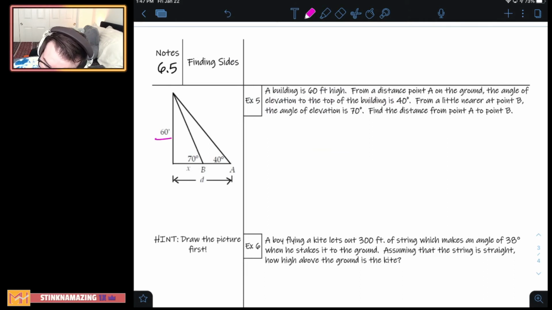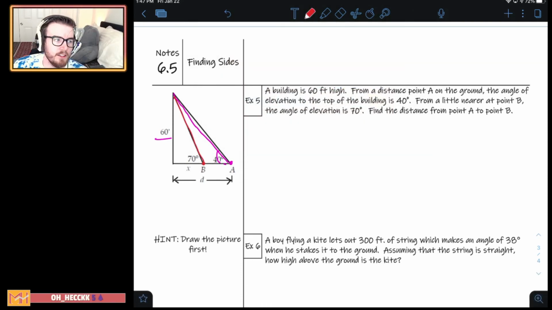From a distance, point A on the ground, the angle of elevation to the top of the building is 40 degrees. So from a distant point on the ground, the angle up to the top of the building is 40 degrees. So that's what's being depicted there. Okay. From a little nearer, all right, here's point B. The angle of elevation is 70.